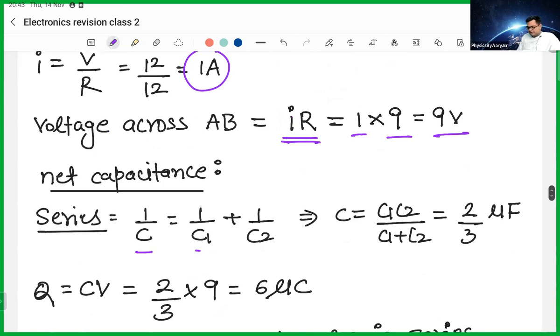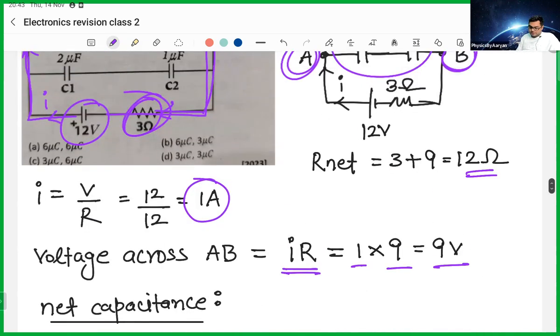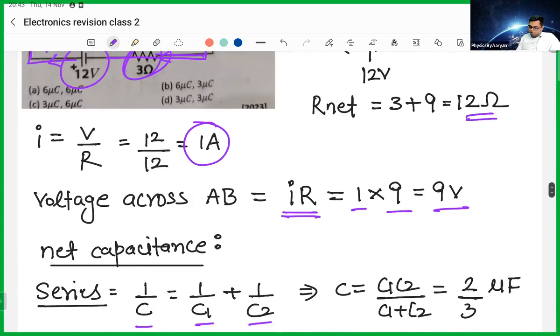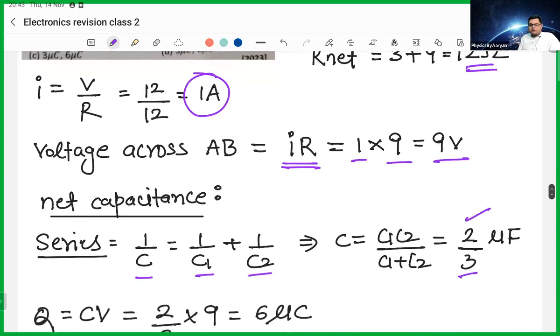So 1 by C equals 1 by C1 plus 1 by C2, and you can say C equals C1 C2 by C1 plus C2. If we do C1 C2, what will it be? Which two capacitors are these? 1 and 2, so 1 into 2 is 2, 1 plus 2 is 3. So what is the overall capacitance? 2 by 3 microfarad. That's all.